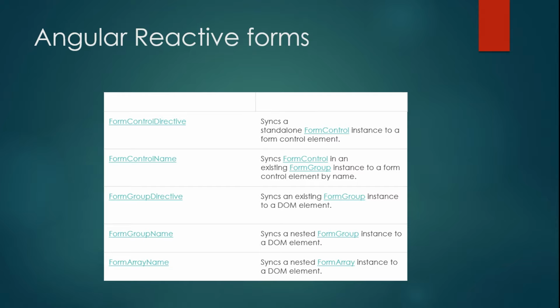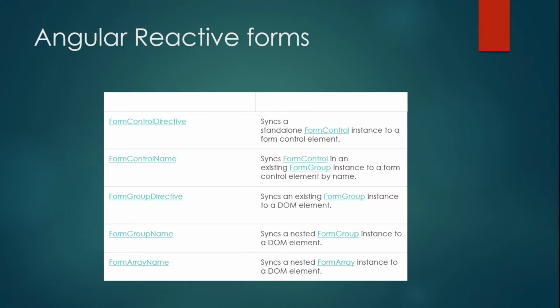So the form control name directive we use to bind the form control instance which is defined as part of a form group instance. In that case we use the form control name directive instead of the form control directive. That syncs the form control in an existing form group instance to a form control element by name. That is, we register the form control instance with the name.